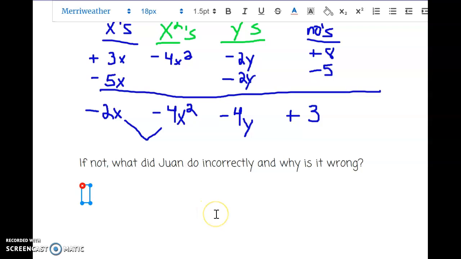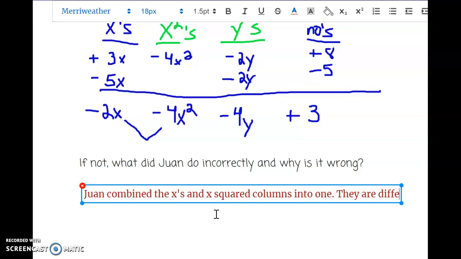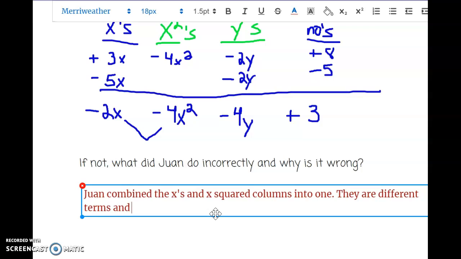So here we go. Juan combined the x's and x squared columns into one. They are different terms and should not be together. That's it. All right, good luck.